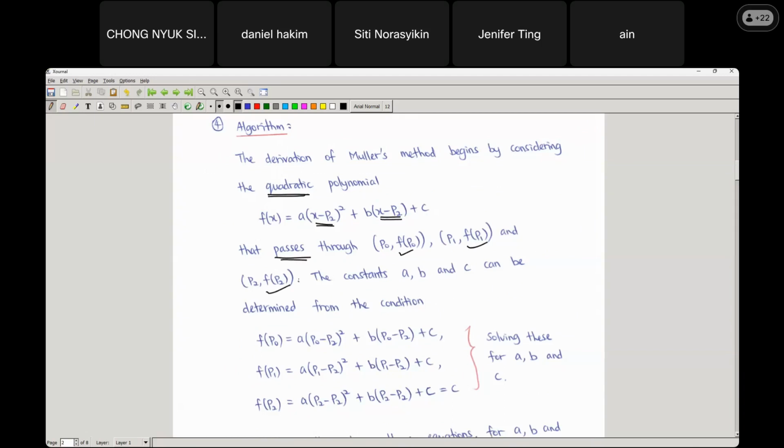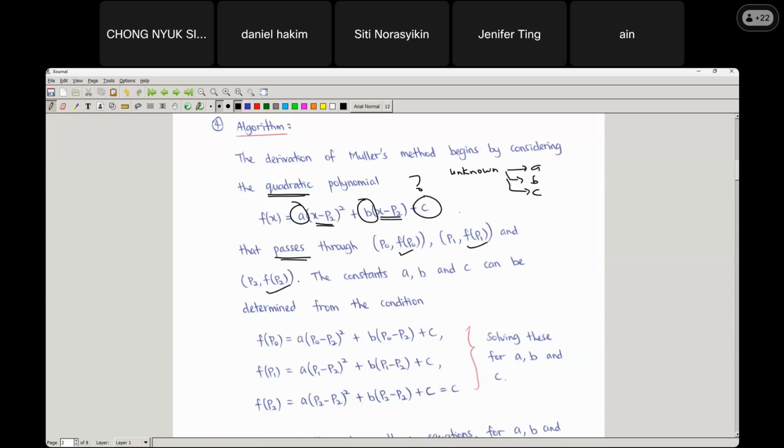So what we're going to do next is find what our a, our b, and our c are. There is no value yet. We don't know what a, b, and c are, so we need to find them. How do we find them? Based on the three pieces of information that we have, three initial points. You see, we have three unknowns, that is a, b, and c.